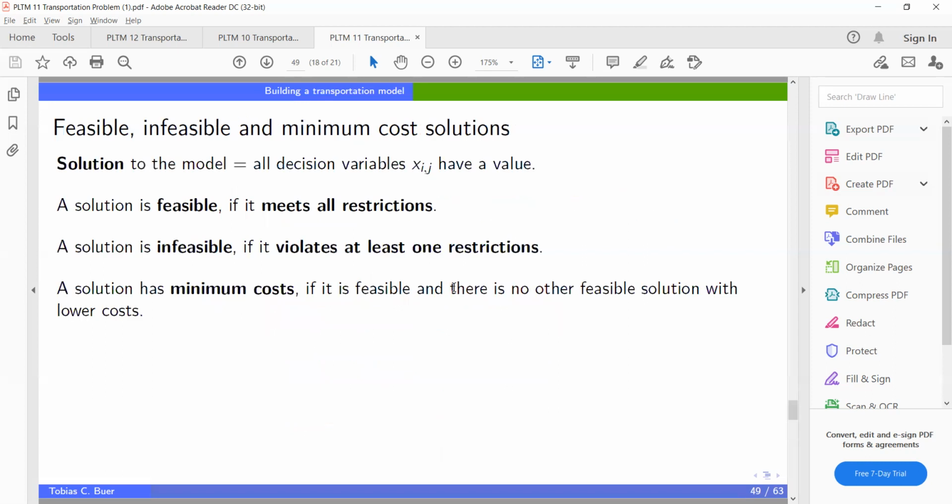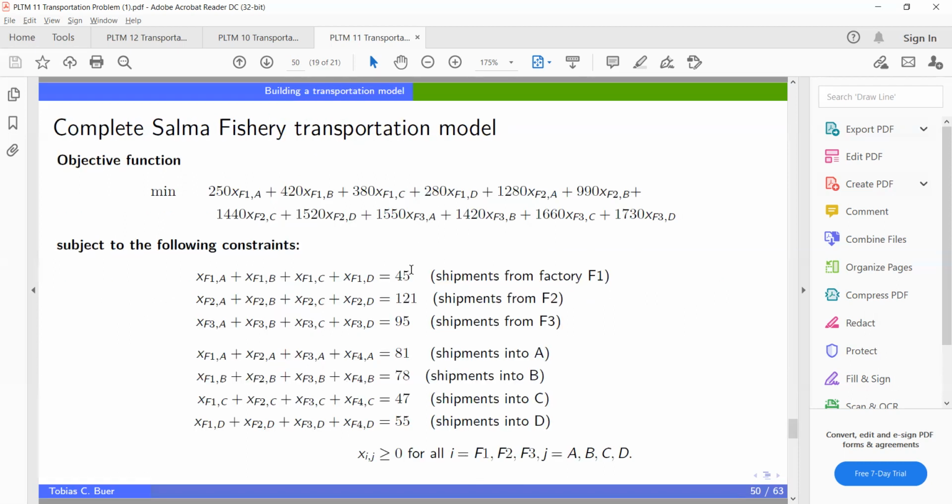And now we say a solution has minimum cost if it is feasible and if we are not able to identify another solution with smaller cost. In that case, our solution has minimum cost. And in the transportation problem, we are looking for a minimum cost solution where the factory supply equals the customer demand. That is the transportation problem.